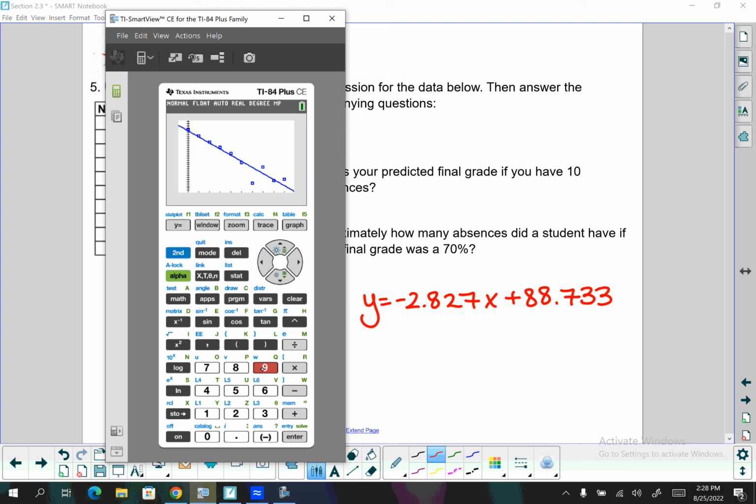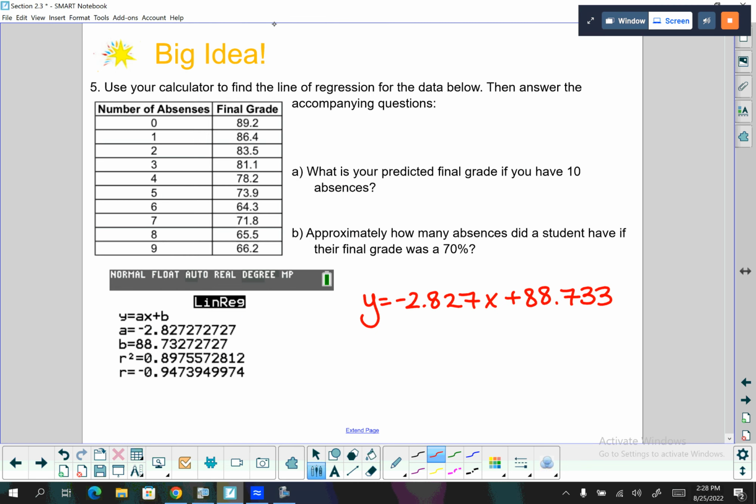Okay, so in this problem, let's just wrap it up here. What does X stand for? X. Just X. Variable. What variable for what? What's varying? Absences. What's Y stand for? Final grade. Okay, so if I wanted to know what's your grade if you have 12 absences, what would you do? 12 for X. What if I wanted to know how many absences can you have if you want to get a 95% in the class? 95 would be Y, and you solve for X.